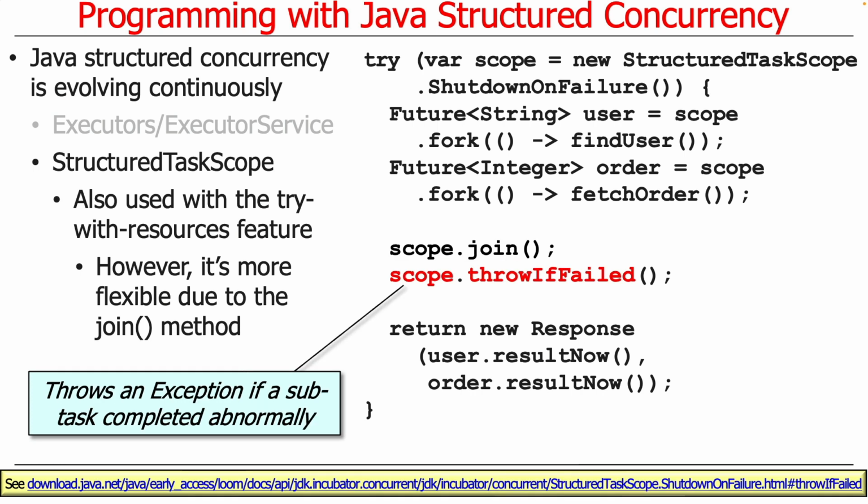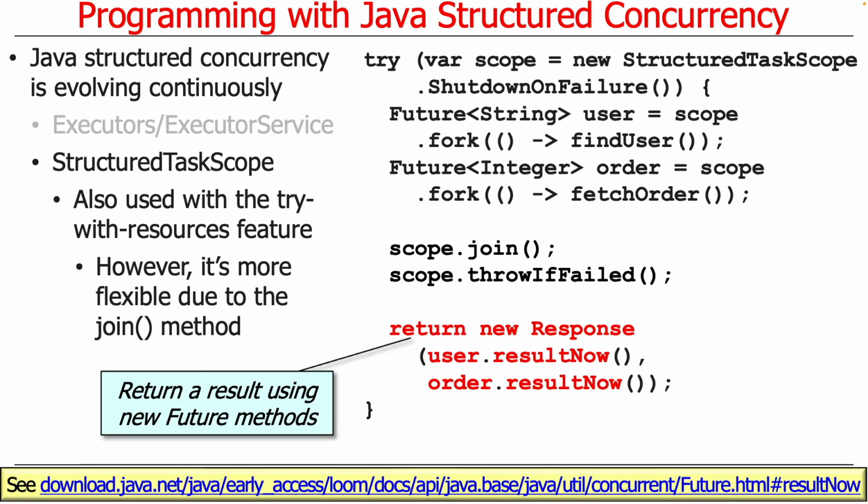And we can also throw an exception if something went wrong. So that's how we report errors. If something went wrong inside here, throw a fail, we'll throw an exception. Otherwise, it's just a no-op. And then the last thing we do here is kind of interesting. So we're going to make a new response object, whatever that might be, and we're going to give it the results of finding the user and the results of fetching the order.